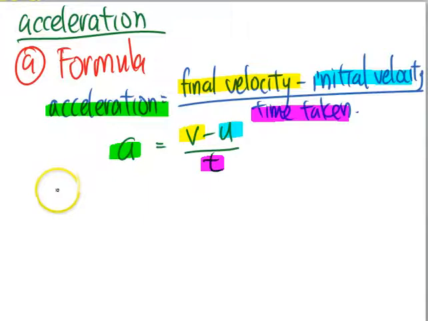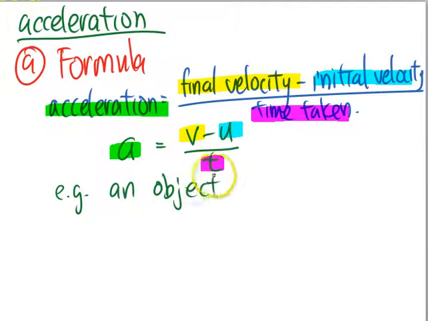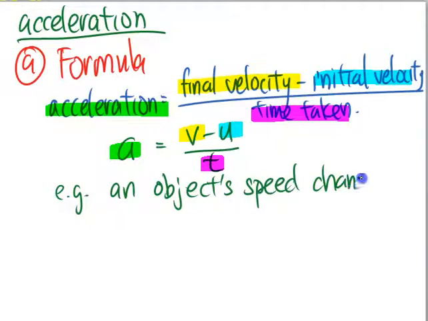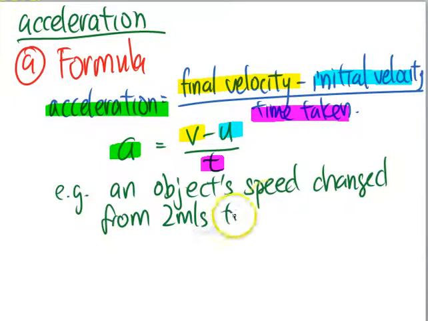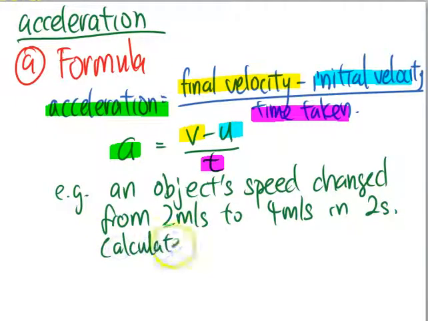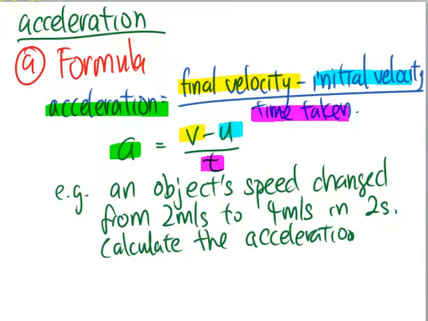So example, an object's speed changed from 2 meters per second to 4 meters per second in 2 seconds. Okay, calculate the acceleration. In this kind of questions, you must always ask yourself, where's the v, u, and t? When I ask you to calculate acceleration, in such question, ask yourself, where's the v, u, and t?